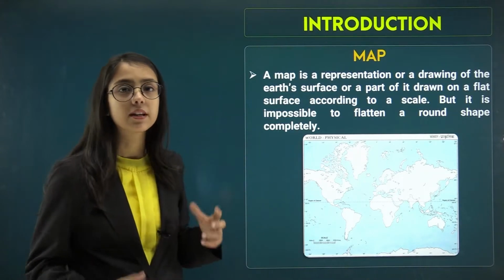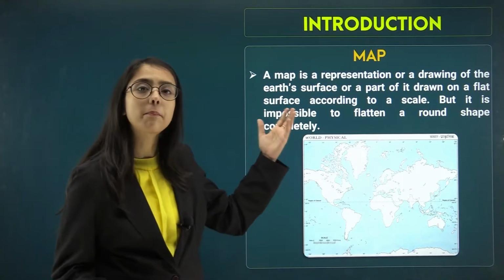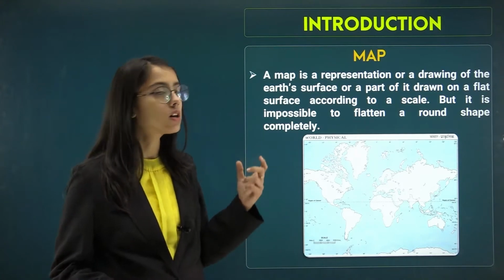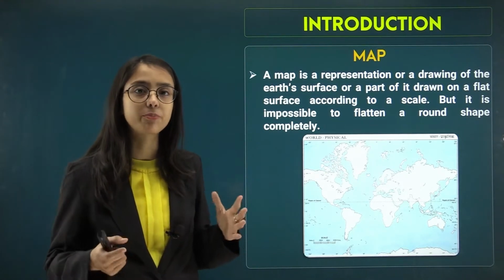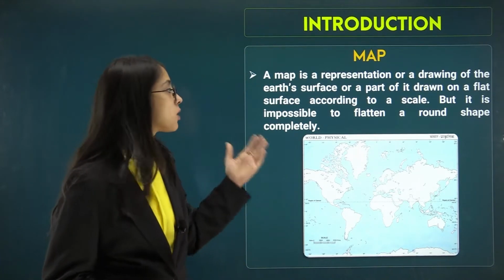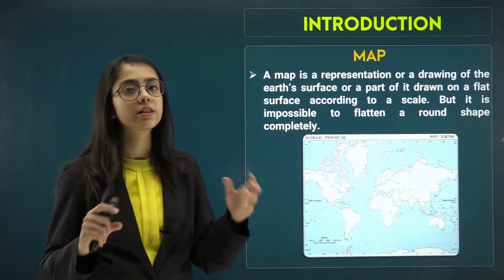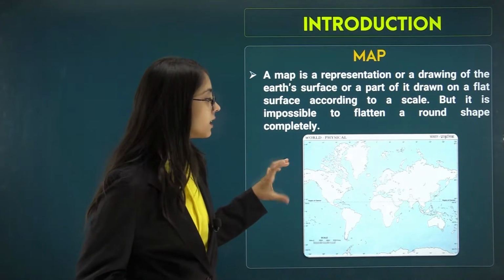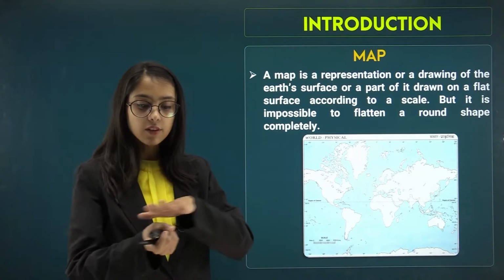A map is a representation or a drawing of the Earth's surface, or a part of it, drawn on a flat surface according to a scale. It is usually drawn on a piece of paper. It provides us a flat surface, but it is impossible to flatten the earth or the round shape completely. Therefore, there may be some variations. Through maps, we can study a particular area or region in total detail, because it provides us with a flat surface.